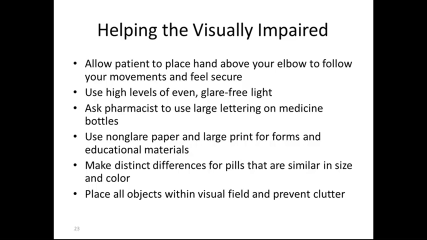Helping the visually impaired. Allow patients to place a hand above your elbow and follow your movements so they feel secure. Use high levels of even, glare-free light. Ask the pharmacist to use large lettering on medication bottles. Use non-glare paper and large print for forms and educational materials. Make distinct differences for pills that are similar in size and color, place all objects within the visual field, and prevent clutter. Often we recommend that patients with visual impairment set up pill boxes so they take the correct pills at the correct time.